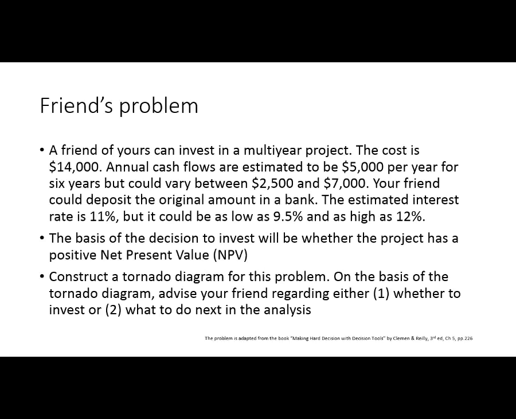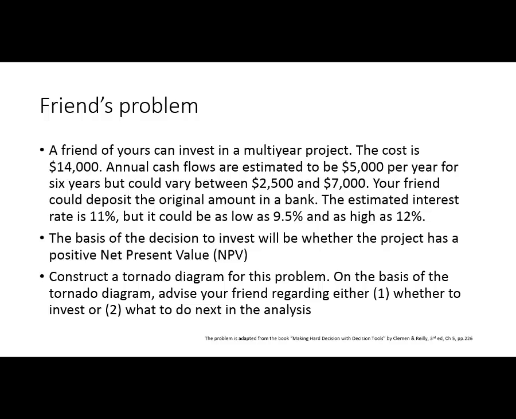So the problem description is that a friend is willing to invest $14,000 and his estimated cash flow is 5,000 per year for the next 6 years. But there is some uncertainty because the cash back may fluctuate between 2,500 to 7,000.